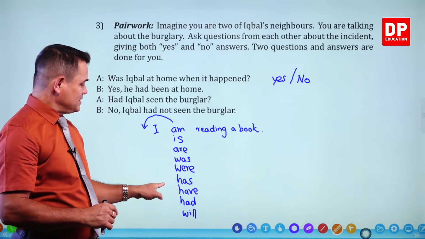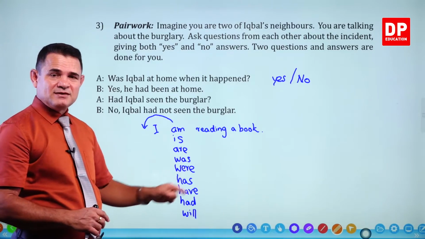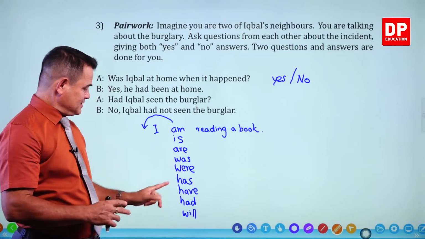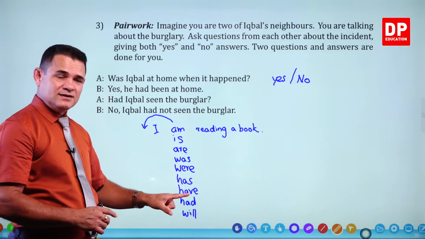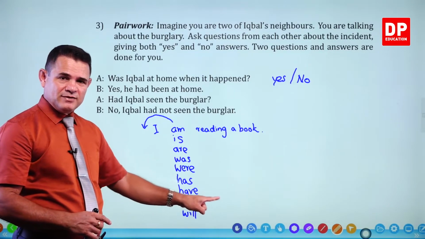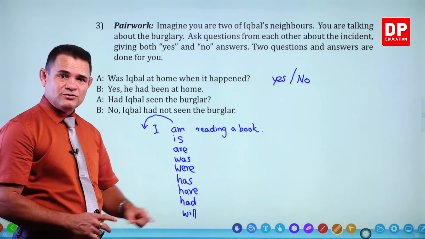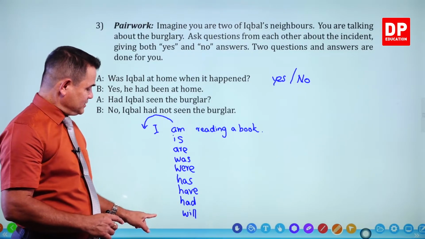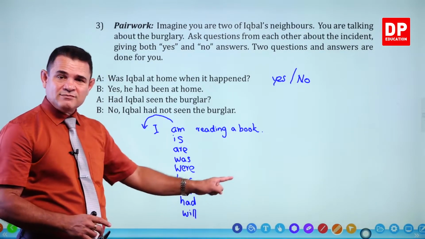Very simple. He has written an essay. Has he written an essay? They have done the work. Have they done the work? He had finished homework. Had he finished homework? She will come tomorrow. Will she come tomorrow?